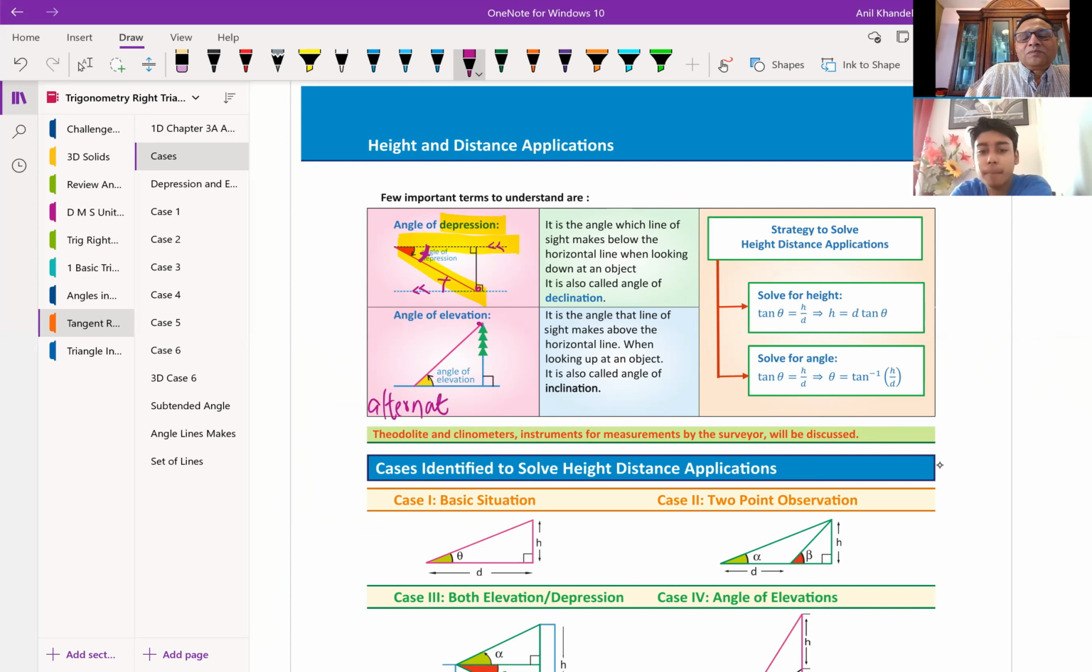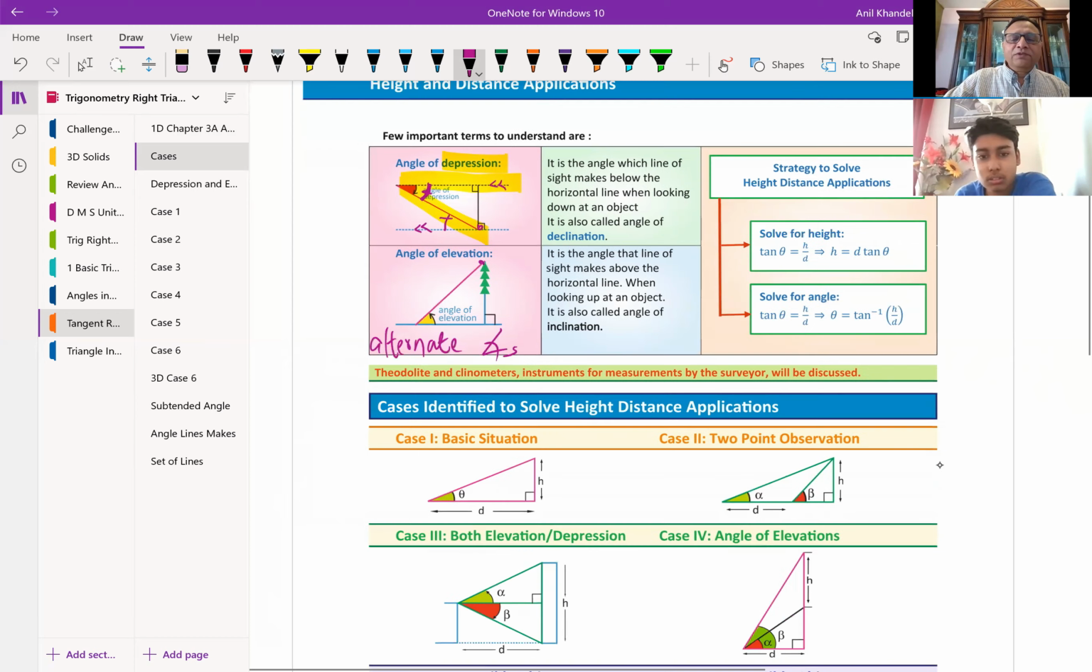Okay, sir. And therefore, they will also be equal. So when you make your triangle, you can actually put one angle there, the other angle, and then solve the question. But these are very important things. Height and distance problems can be solved by understanding what angle of elevation is and what angle of depression is. Is that clear to you? Yes, sir.